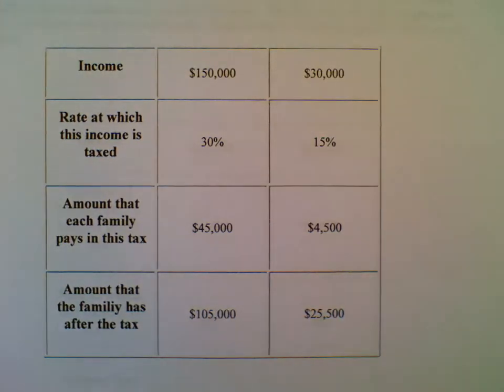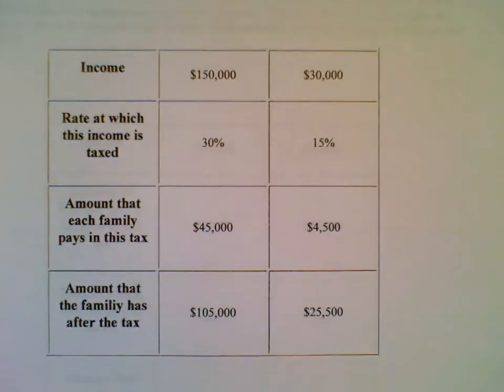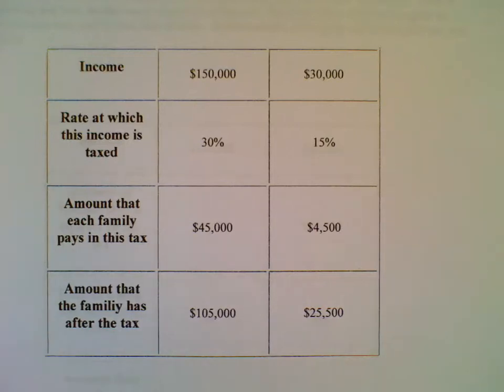Hopefully you printed this off and you have it in your folder that you can use as a resource. We're going to look at three different examples of taxes: a progressive tax, a regressive tax, and a proportional tax. And hopefully if you understand what those terms mean, that will help you to understand the tax a little bit more.